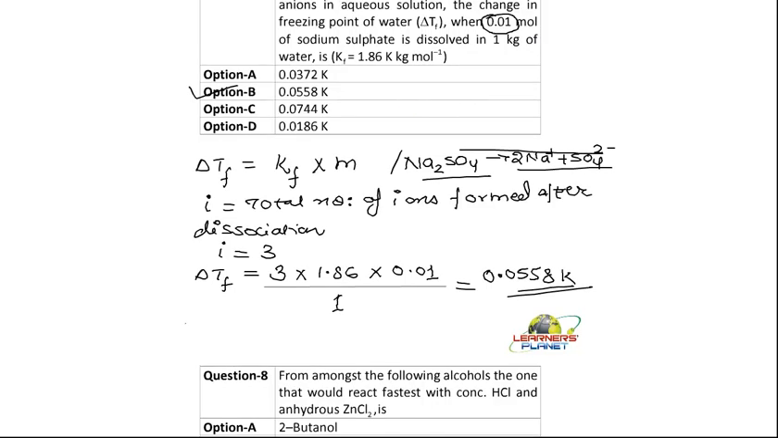Okay, now let's take up the next question. So this question was from solutions, and the marking scheme was +4 and -1.